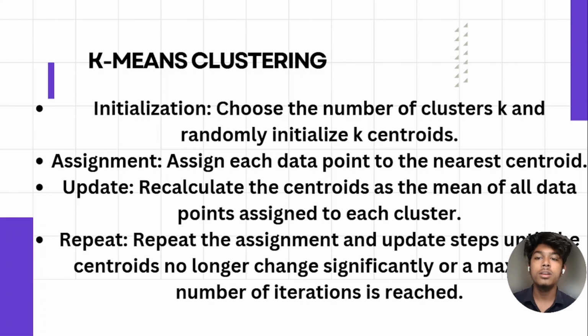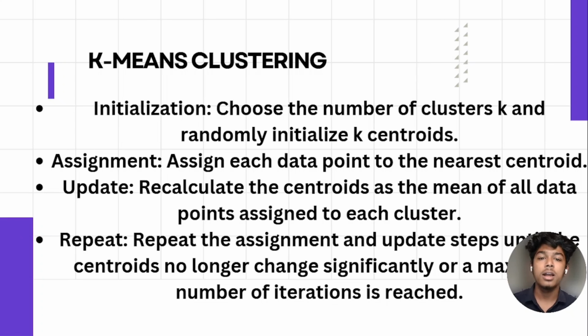Now, k-means clustering. K-means clustering is an algorithm based on mean values. First, we initialize the number of clusters, k, and randomly initialize k centers. You can take a minimum of one and as many as you like.